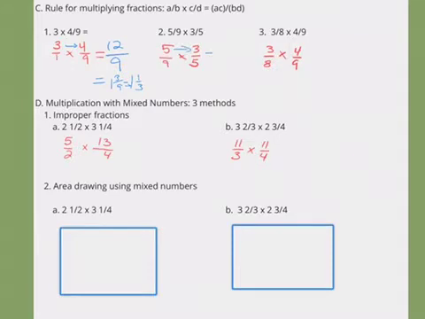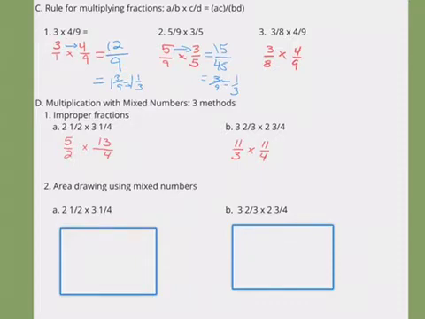In the second example, we have 5/9 times 3/5. Again, we're going to multiply straight across. That gives us 15 over 45. I can reduce top and bottom by 5, and that ends up giving me 3/9, and I can reduce that one more time and get 1/3.